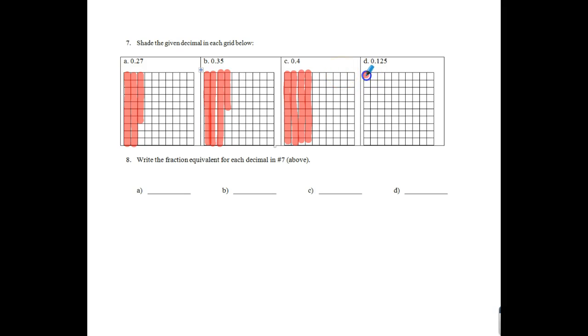All right, this is like 1/8. So I get 1/10, and then I'm going to get 2, and then I'm going to get a half of 1, which is a little bit hard to do here. There you go.